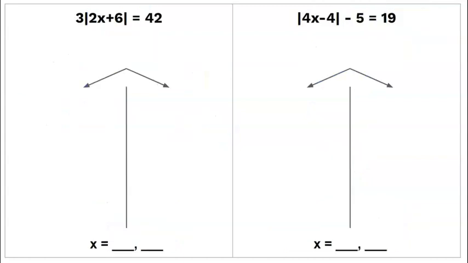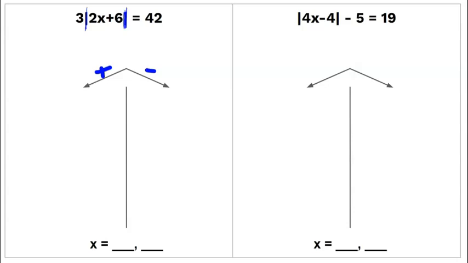Let's try 2 more problems. For these 2 problems, we're going to do things just one step different. We still are going to have to do our positive case and our negative case. However, before we're able to split it up into those 2 cases, we have to make sure the only thing we have is the absolute value bar on one side.